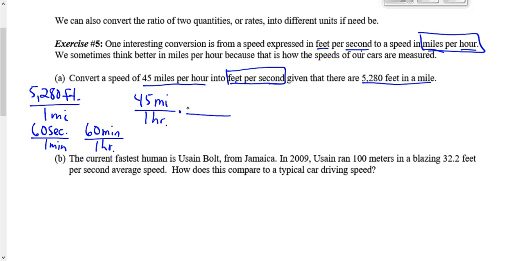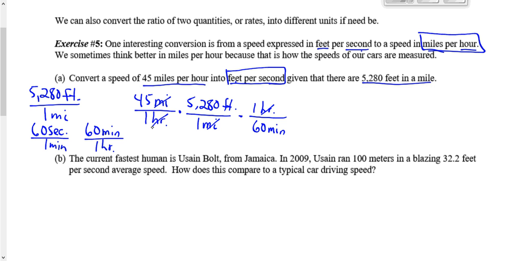So I'm going to do 5,280 feet to 1 mile. Now my miles cancel. I've got feet, and I don't want feet to cancel. So now I've got to cancel hours. Times 1 hour over 60 minutes. So 1 hour on top over 60 minutes. Now the hours will cancel.